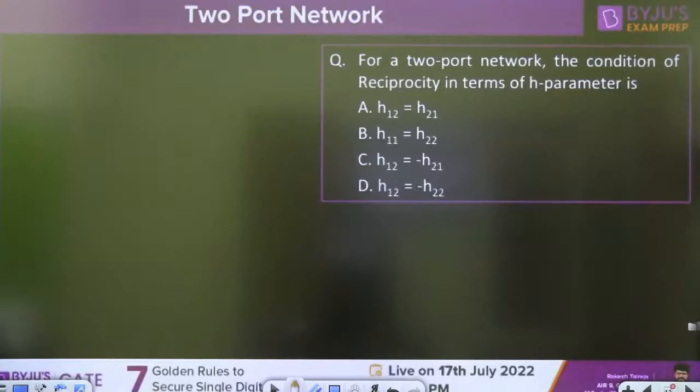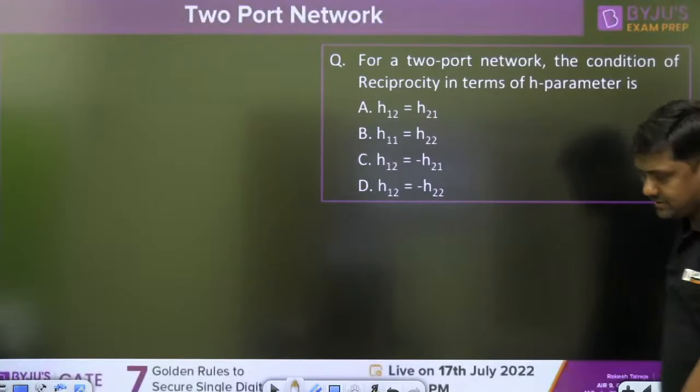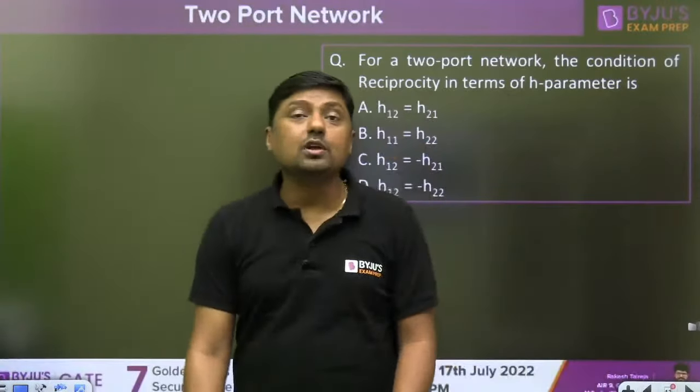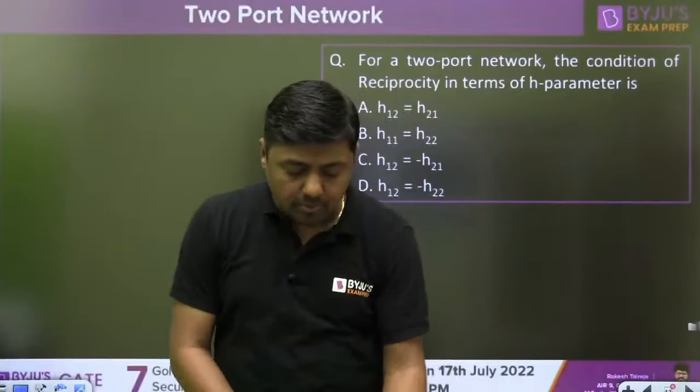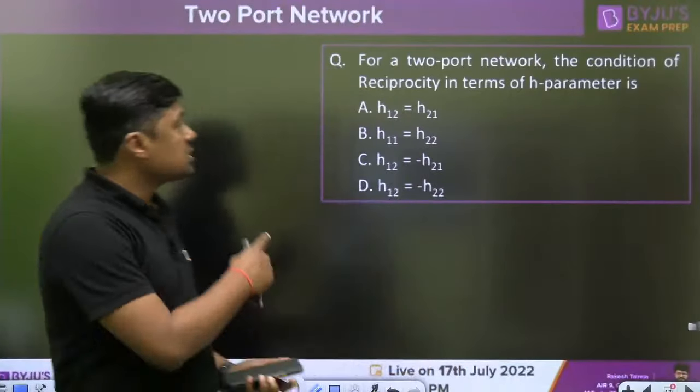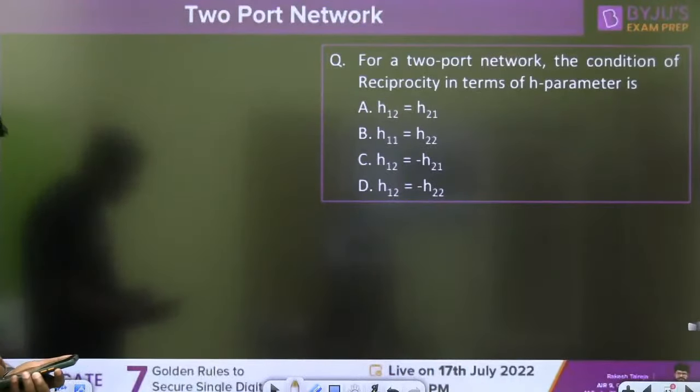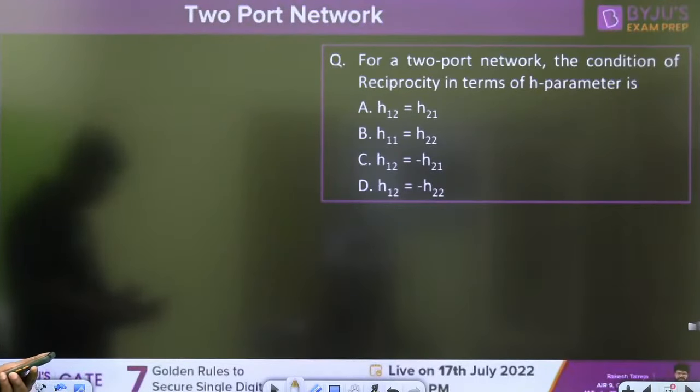So please revise this table, and this is very important one, and give me the answer for this question. For a two-port network, the condition of reciprocity in terms of H parameter is. Here already I have given you the table. Then please give me the answer in comments box. What is the condition for symmetry? Oh, sorry, condition for reciprocity. What is the condition for reciprocity?